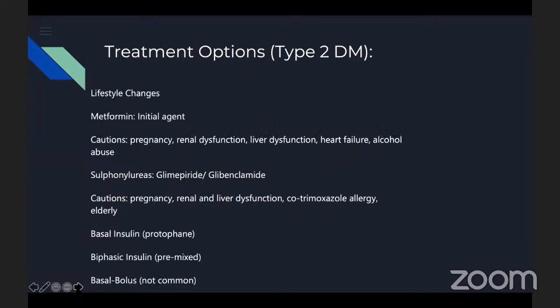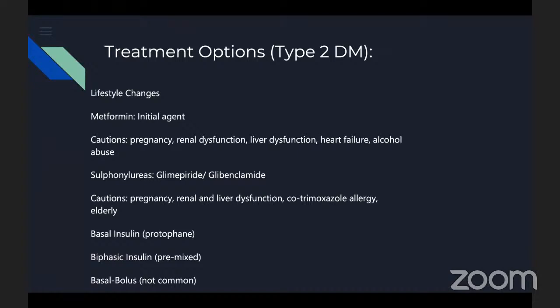Thank you. So type 2 diabetics have a much wider range of treatment options. We initially like to start with lifestyle changes, which include dietary advice as well as advice on physical activity, such as 30 minutes of exercise at least 5 times a week. However, if lifestyle changes don't help, then that's when you start patients on oral agents. The initial agent is usually metformin.